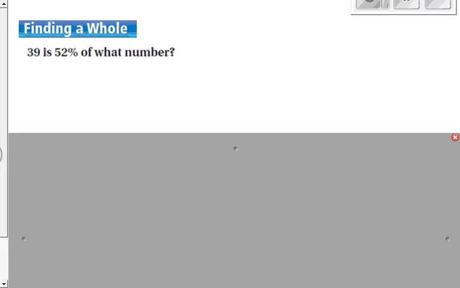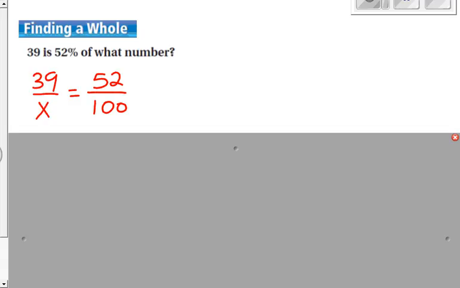Our next question says 39 is 52% of what number? So again, we're going to use our is over of. So 39 is, so 39 is going to go on the top left. 52%, that goes on the top right. 100 is going to go on the bottom right. Of what number, we don't know.